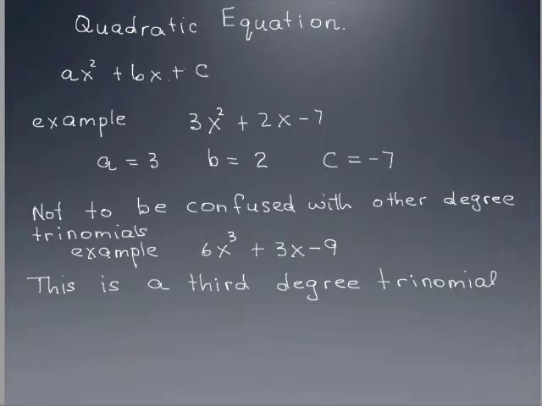First, let's define quadratic equation. A quadratic equation is in the form of ax squared plus bx plus c, usually set equal to 0. For example, 3x squared plus 2x minus 7, where a is equal to 3, b is equal to 2, and c is equal to negative 7.